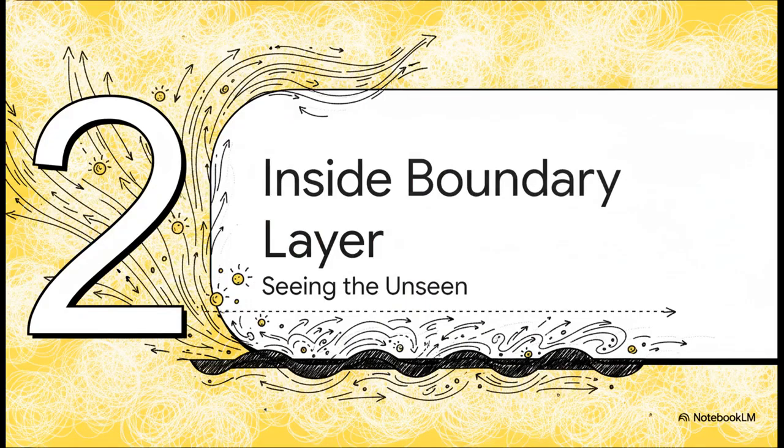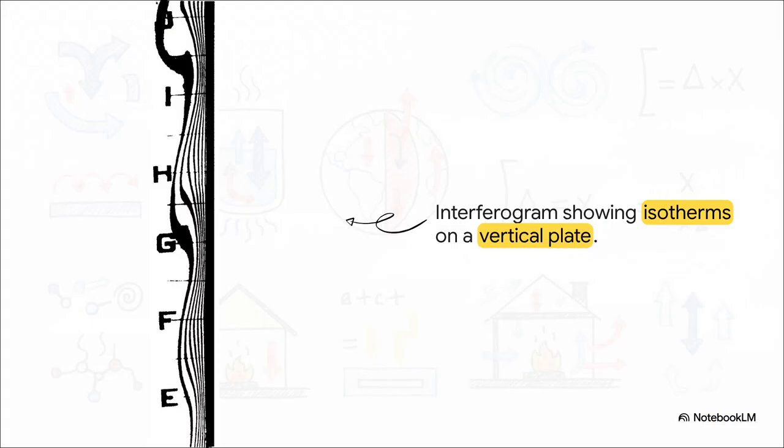Moving right along to Section 2, inside the boundary layer, seeing the unseen. And we are literally seeing the unseen here. Because these free convection velocities are so incredibly slow, we're talking maybe just millimeters per second, engineers use special optical tools, like interferometers, to map the temperature field without disturbing the air.